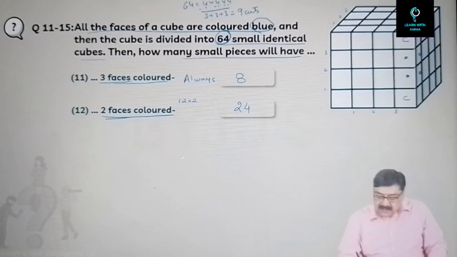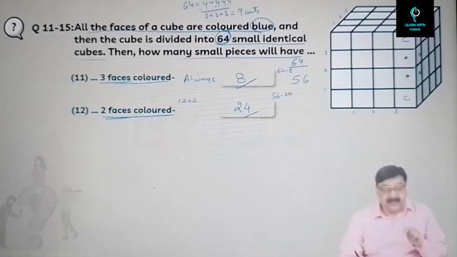Once again, these are 64 pieces in total. So 64 minus 8, because we have discussed 8 here, we are left with 56. Then 56 minus 24, because we've identified that 24 pieces have 2 faces colored. So it shall become 32.